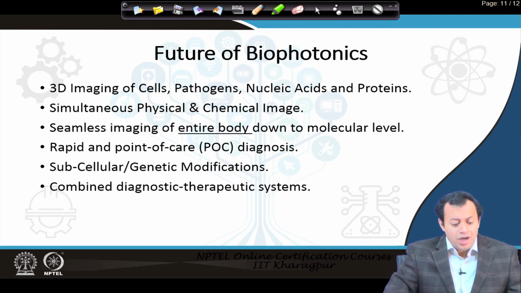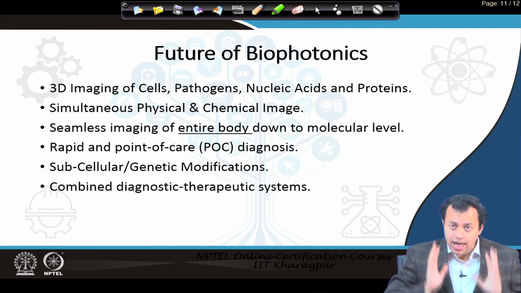Well, firstly, we would very much like to utilize biophotonic technologies for 3-dimensional imaging. Maybe you have seen some 3-dimensional images of viruses. Several of them are illustrations and not real images, but with biophotonics technologies, we can actually see 3-dimensional images of cells, pathogens, nucleic acids. We want to get simultaneous physical and chemical information, and this is the most important thing. We need to seamlessly image the entire body.